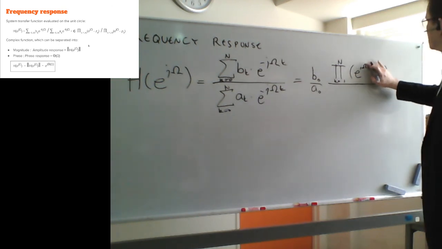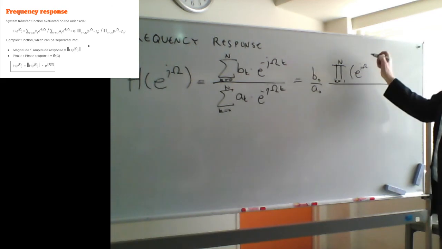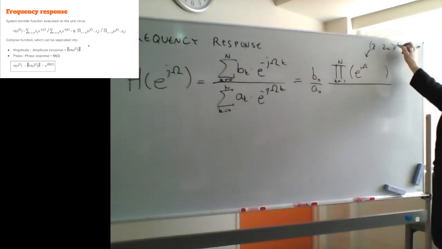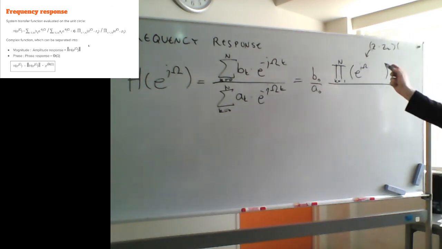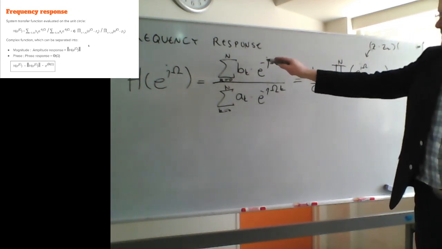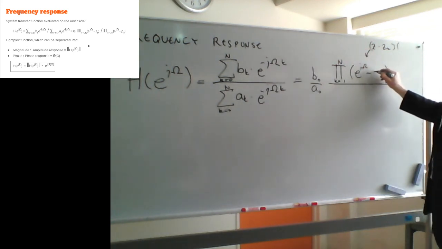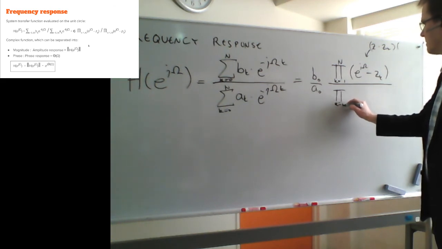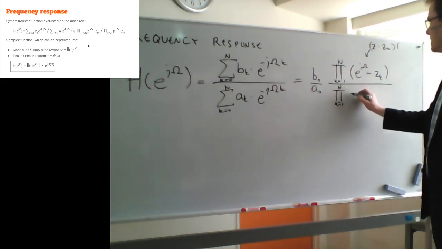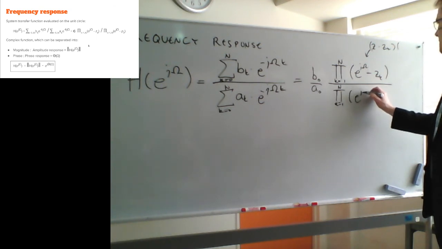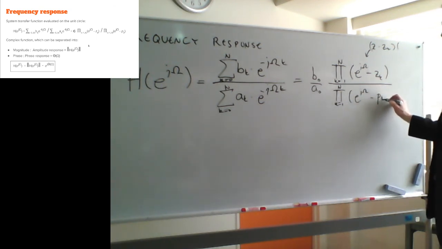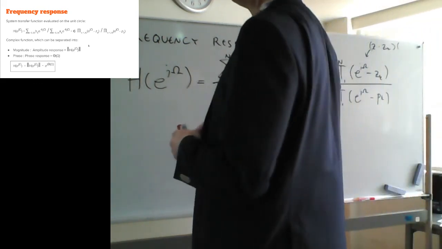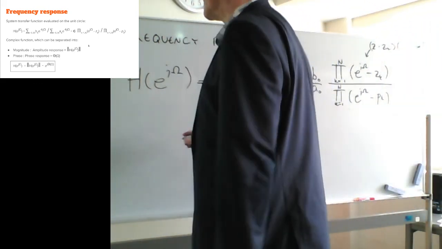So this actually would be the product of z minus zk, when you calculate the roots of that polynomial. The other one is the product for k equals 1 to n of e to the j omega minus pk. All right.